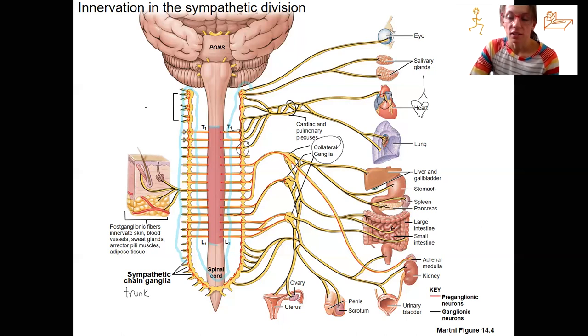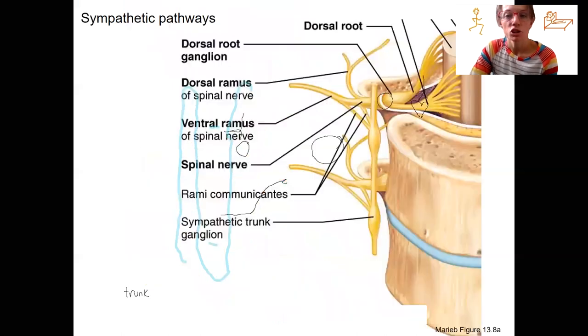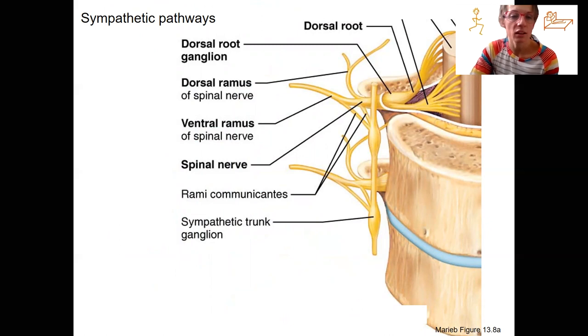The other tricky thing that's different about the sympathetic nervous system is that where it leaves the spinal cord is a bit more complex. So I'm going to show you a picture where some of this is familiar, right? You've got dorsal root ganglion, spinal nerve, ventral and dorsal ramus, those things you know. I'm going to draw for you the direction. The cell body of a sympathetic preganglionic motor neuron would be in the lateral horn. It's going to travel out through the ventral root, and here it's going through the spinal nerve.